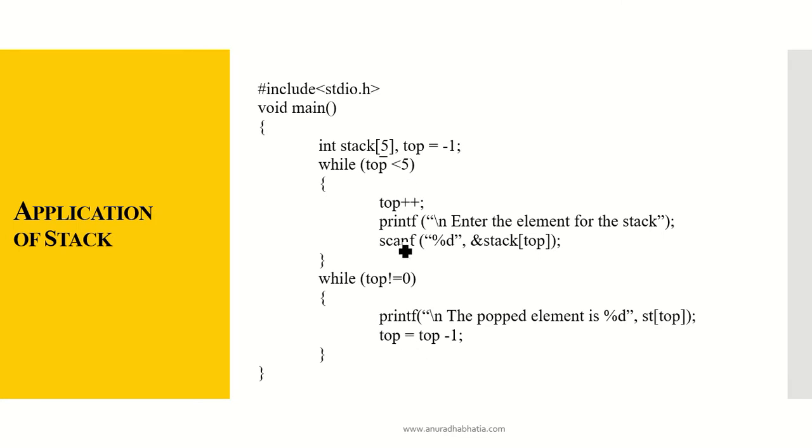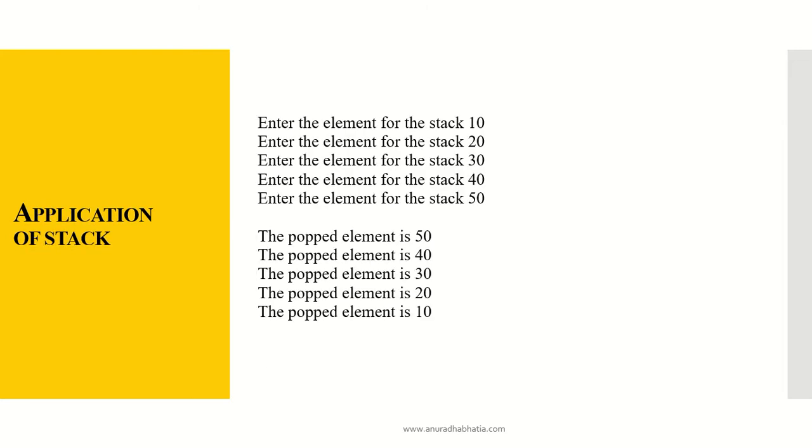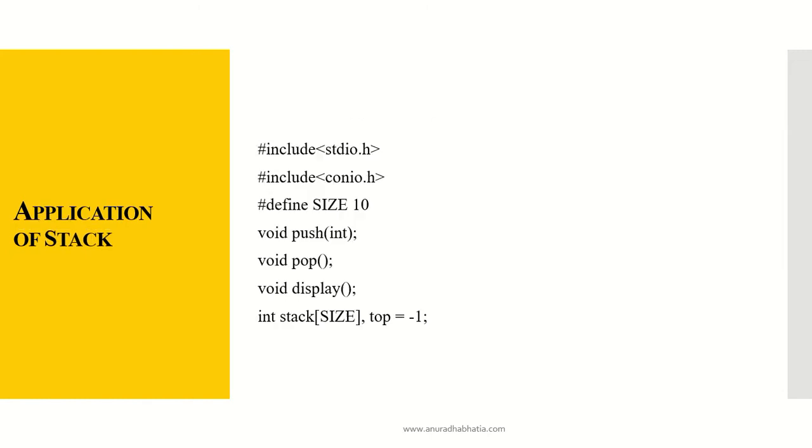If you see, this is a normal array program for reversing a list, and this is the implementation of a stack. So enter the elements for the stack. We've entered 10, 20, 30, 40 and 50. And when we are popping them out, it comes out in reverse order because the number which comes in last moves out first because of the last in first out property. So 50, 40, 30, 20 and 10. So this is the first application of a stack for reversing a list of numbers.